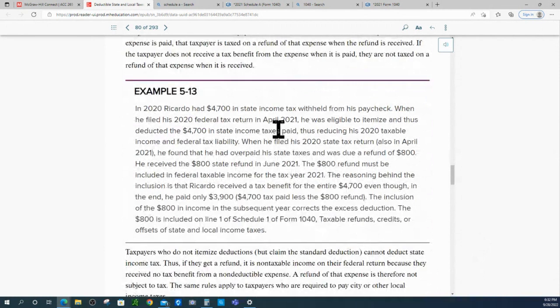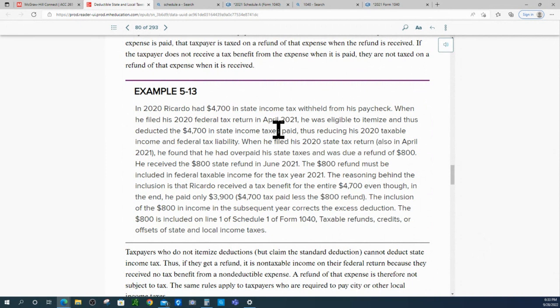So here we've got an example. So 2020, Ricardo had $4,700 in state income tax withheld from his paycheck. When he filed his 2020 federal tax return in April of 2021, he was eligible to itemize and deducted the $4,700 in state income taxes paid. So it reduced his 2020 income and his federal tax liability.